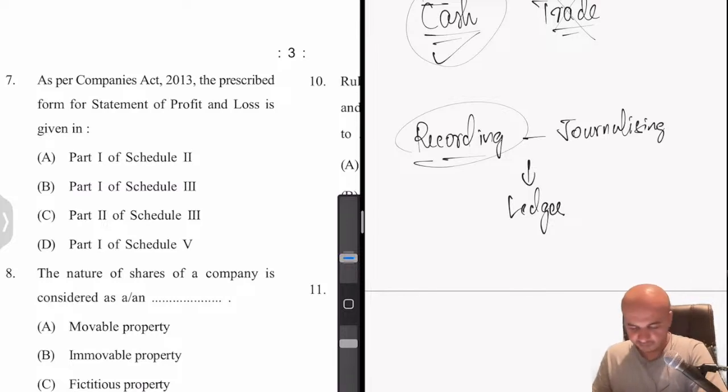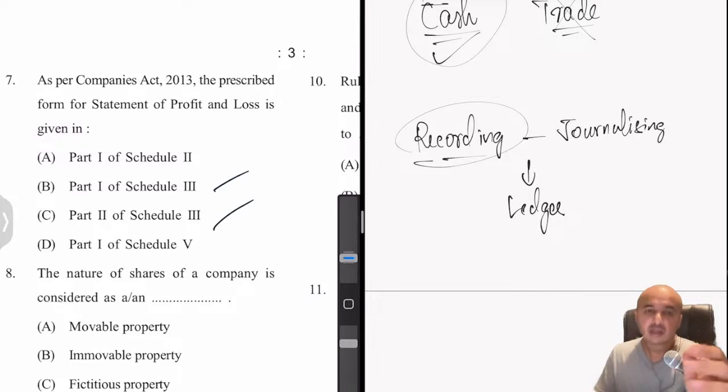Anyway, moving on. As per the Companies Act 2013, the prescribed form for the statement of profit and loss is given in. So which are the options which we have? Part 1 of Schedule 2, Part 1 of Schedule 3, Part 2 of Schedule 3. See, one thing is sure. The statement of profit and loss will be in Schedule 3 only. So therefore it is either B or C. So here it is Part 2.